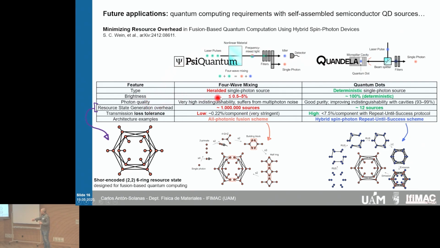Regarding the photon quality, if you decrease the brightness a lot, it is well known that the quality of the single photons emitted via four-wave mixing is really, really high. But equally good purity can also be achieved with semiconductor quantum dot sources. And now comes the very impressive comparative point between the two technologies: if you want to generate this type of highly entangled state with whatever scheme is required, in this case an all-photonic fusion scheme, and here a repeat-until-success scheme.